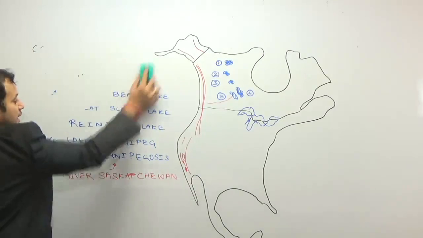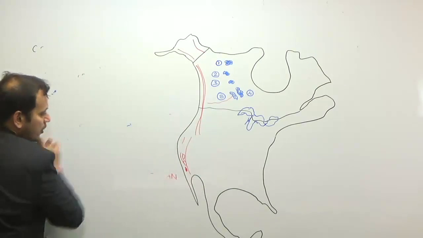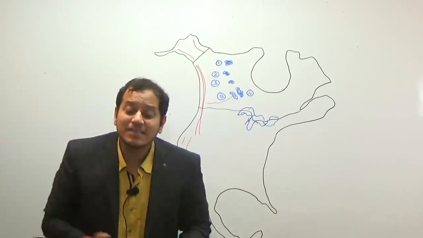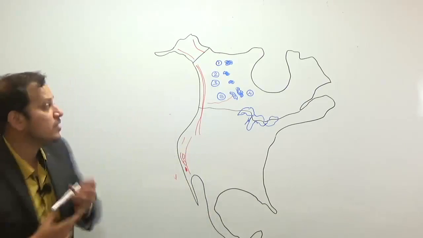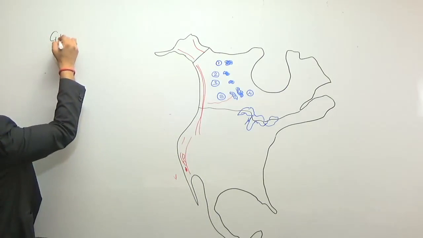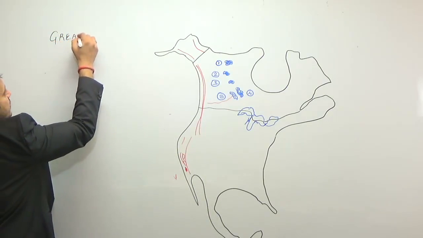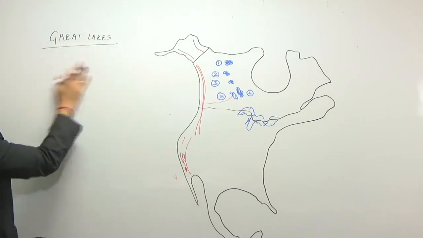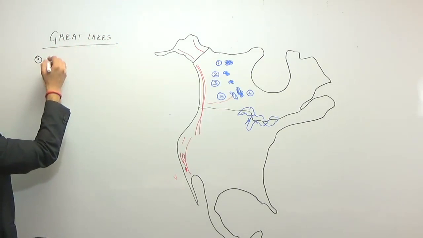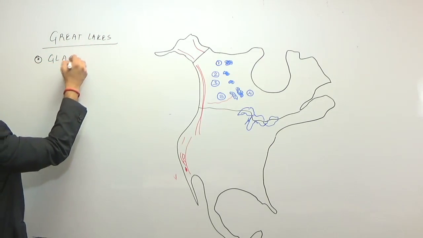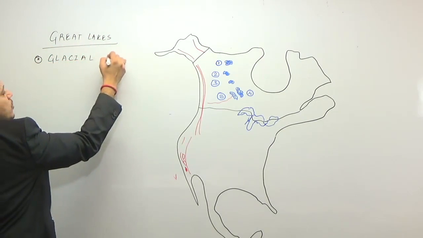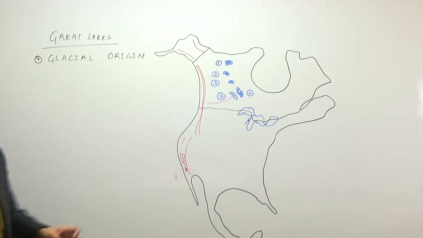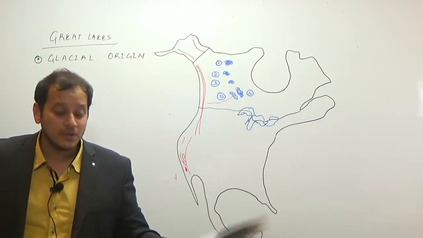Now, what are these 5 lakes an example of? The Great Lakes are an example of glaciated lakes. These are also of a glacial origin.